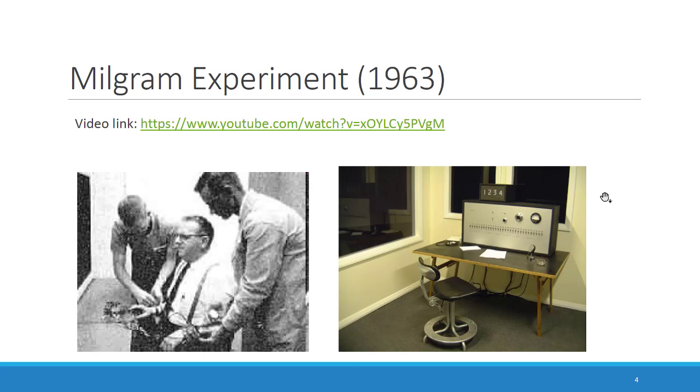The Milgram experiment was also an experiment that lacked research ethics, and this was in 1963. Again, the link is right from the Canvas page and also available here. They are the same links.